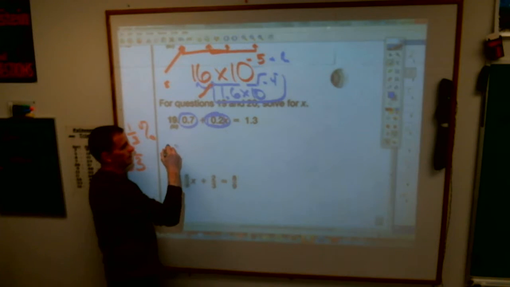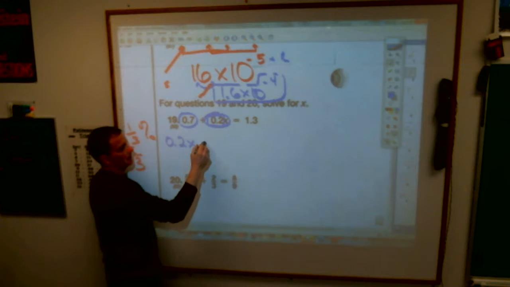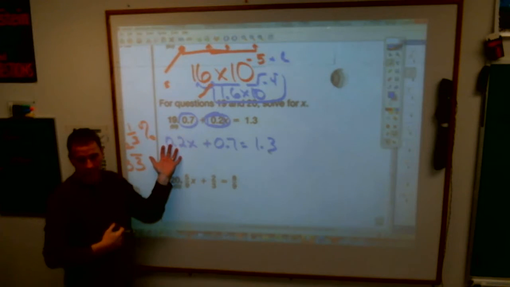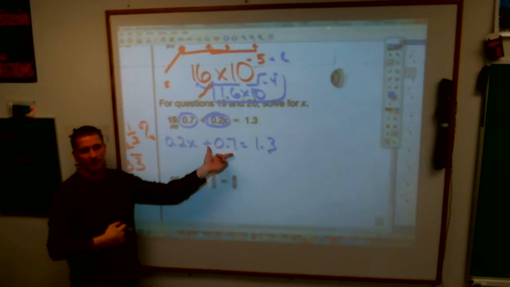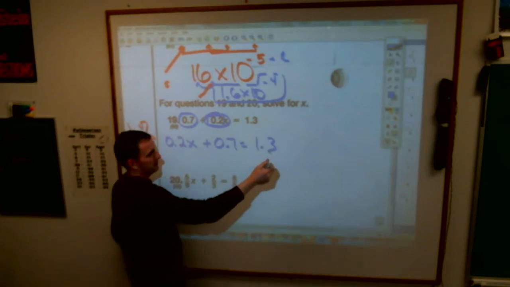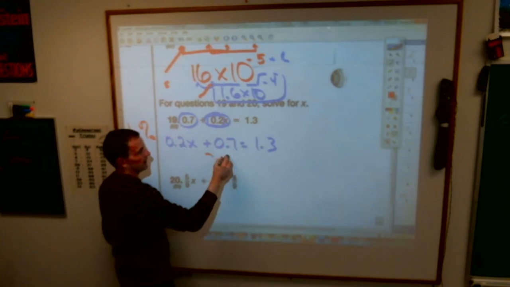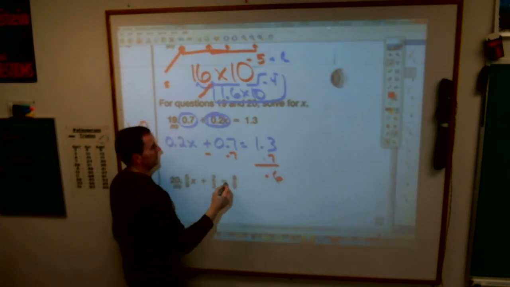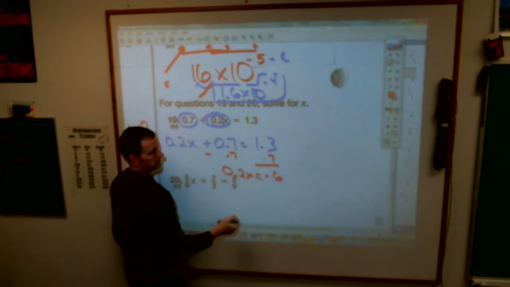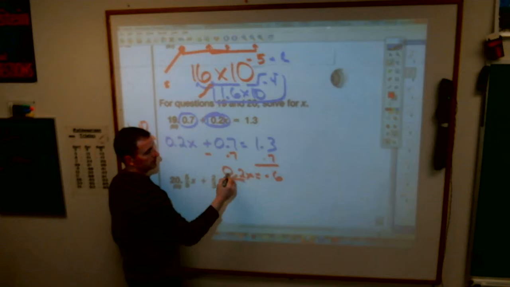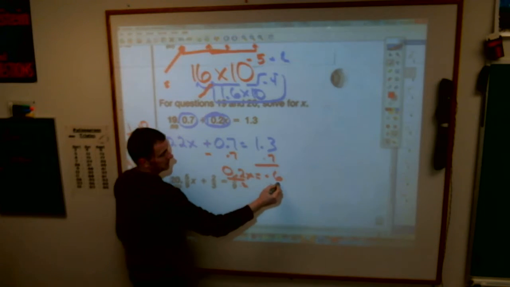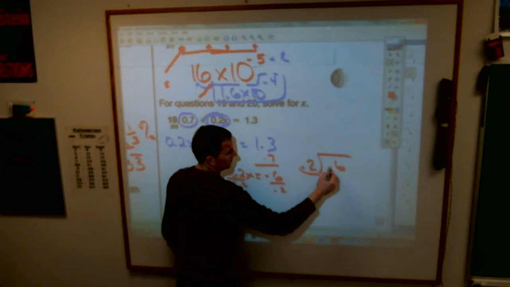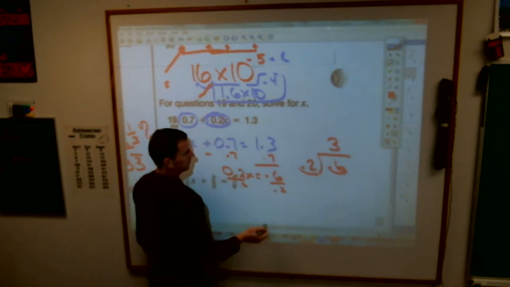So if it helps you to think about it this way, make 0.2x first plus 0.7 equals 1.3. Because usually this term comes first. So the first thing you get rid of here is that 0.7. Which means you do the opposite of adding 0.7, which is subtracting 0.7. Subtract 0.7 from that, you end up with 0.6. And then you're left with this. And then the thing to get rid of is the stuff in front of the x. And you do that by division. If you divide 0.2 into 0.6, move it one place, move it one place, you end up with a 3.